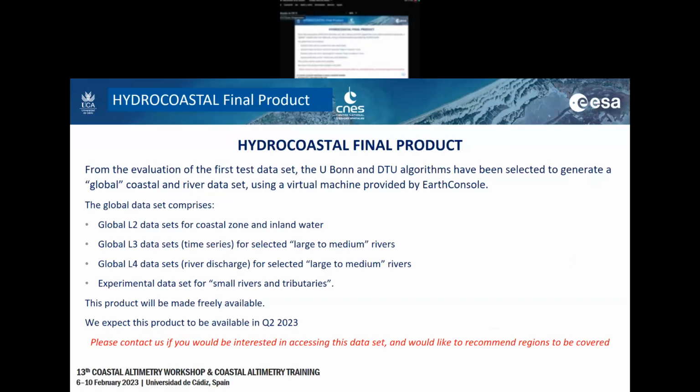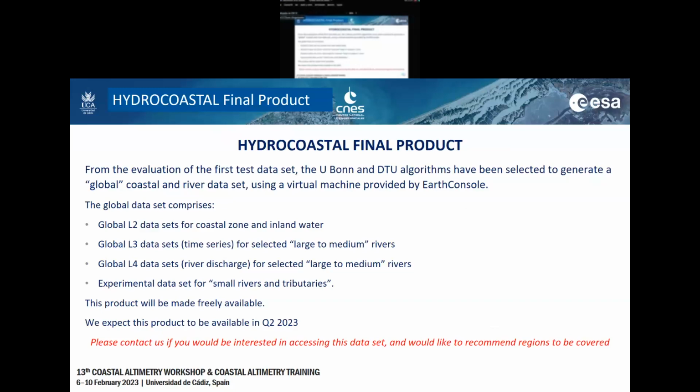So this global data set is being produced now. As it says there, level 2 data sets for the coastal zone and inland water, and then some time series for the rivers of water level and then river discharge. And then we're also producing an experimental data set for the more challenging smaller rivers and tributaries. We expect that's going to be available in 1 or 2 months' time, essentially, once we've completed that processing.